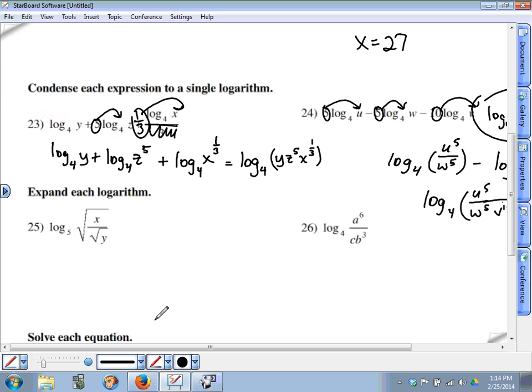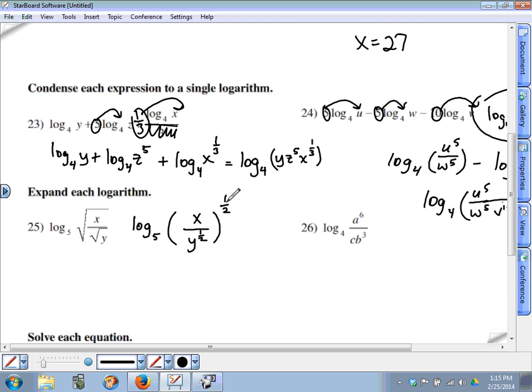Okay, 25. 25 is a rather tricky one. Logarithms and radical signs don't play nicely together. That's just something that you'll be best to try to remember. Radicals and logarithms don't play well. Change radicals into rational exponents. So this expression could be thought of as that. A square root is just the power of 1/2.